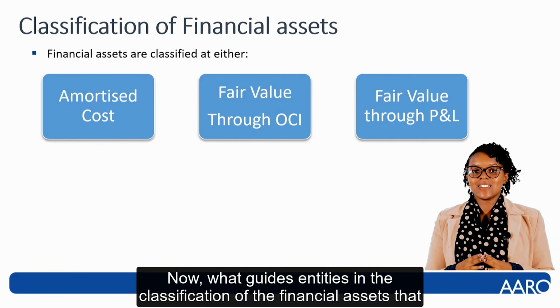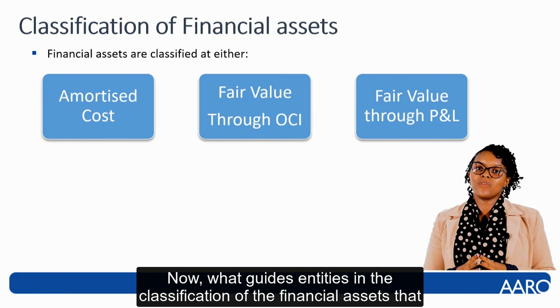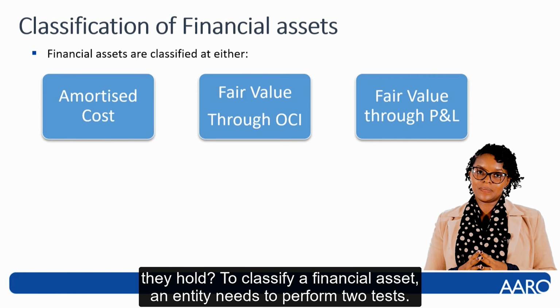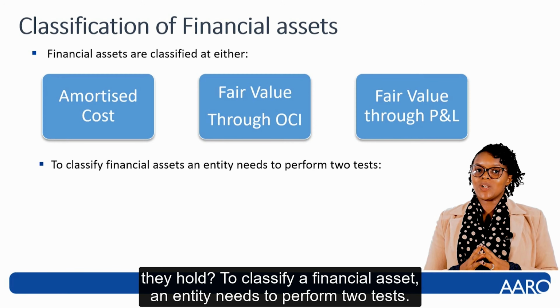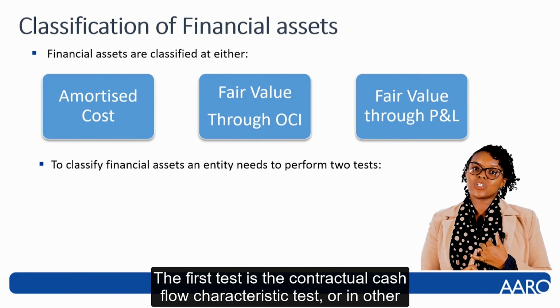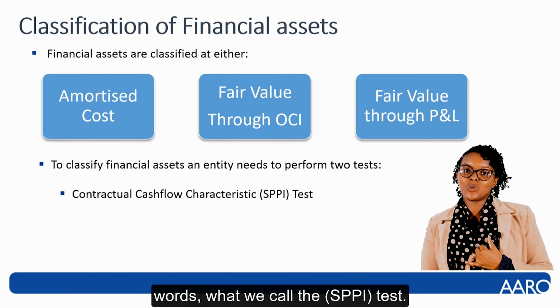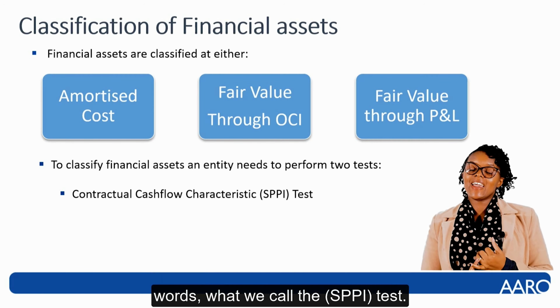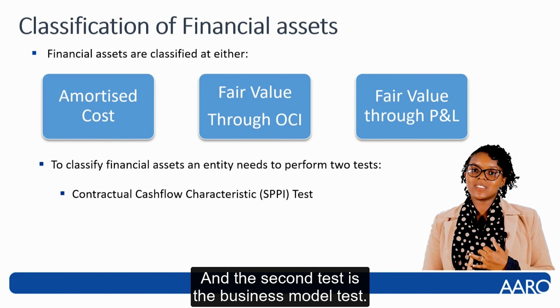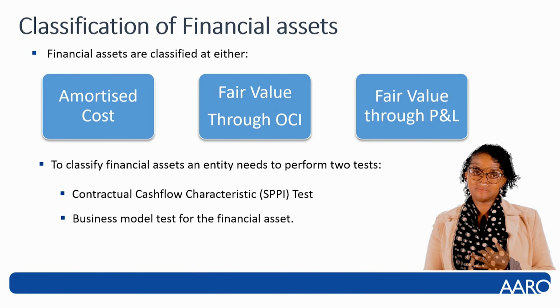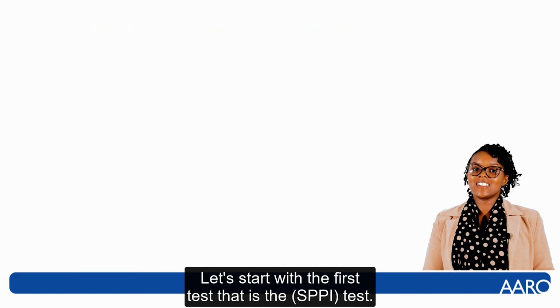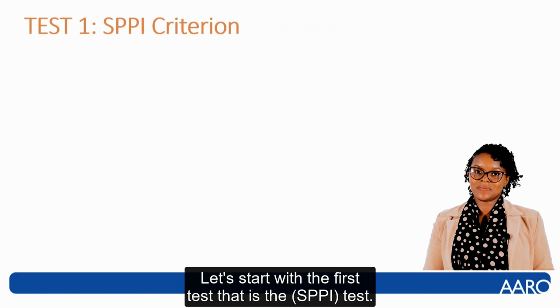Now, what guides entities in the classification of the financial assets that they hold? To classify a financial asset, an entity needs to perform two tests. The first test is the contractual cash flow characteristic test, or in other words, what we call the SPPI test. And the second test is the business model test. Let's start with the first test, that is the SPPI test.